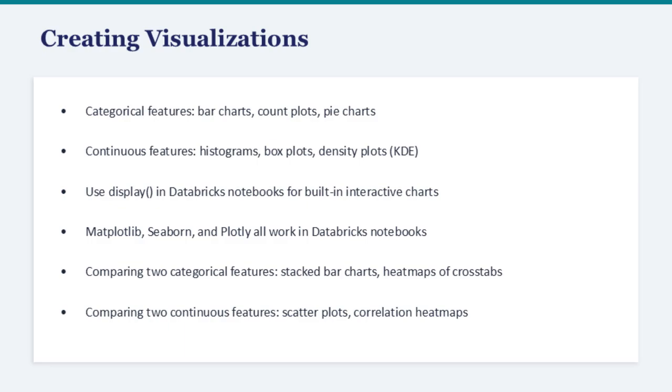Databricks notebooks provide a built-in display function that creates interactive charts directly from your data frames. You can also use matplotlib, Seaborn, or Plotly. All of these work in Databricks notebooks. For comparing features, here are the rules. For two categorical features, always use a stacked bar chart or a heat map of the crosstabs. For comparing two continuous features, use a scatter plot or correlation heat maps. These are the appropriate methods the exam outline references.